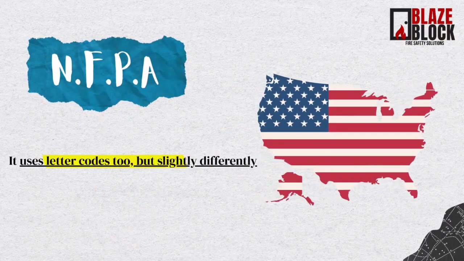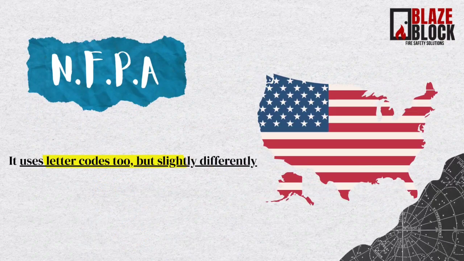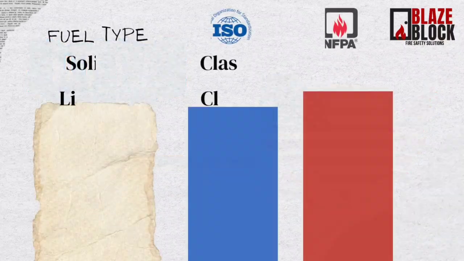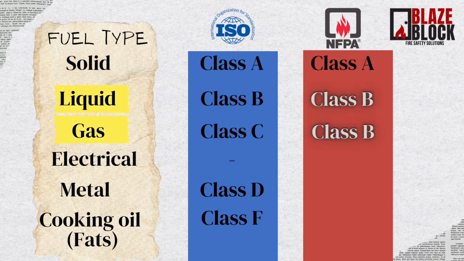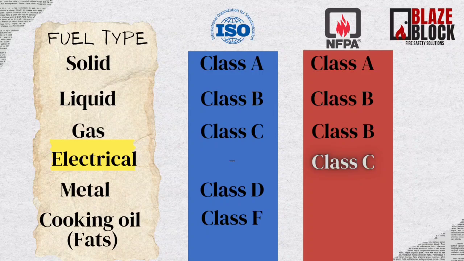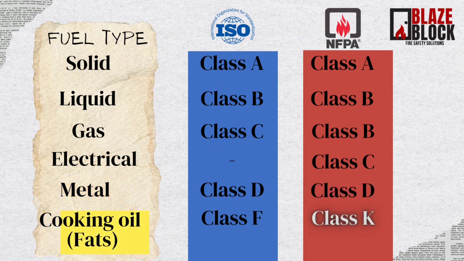Now let's look at the NFPA standard, mainly followed in the United States. It uses letter codes too, but slightly differently. Class A, same as ISO, solids like paper, cloth, wood. Class B, flammable liquids and gases, both included here. Class C, specifically for electrical fires, like wires, motors, appliances. Class D, fires involving metals. Class K, fires in cooking oils and fats.